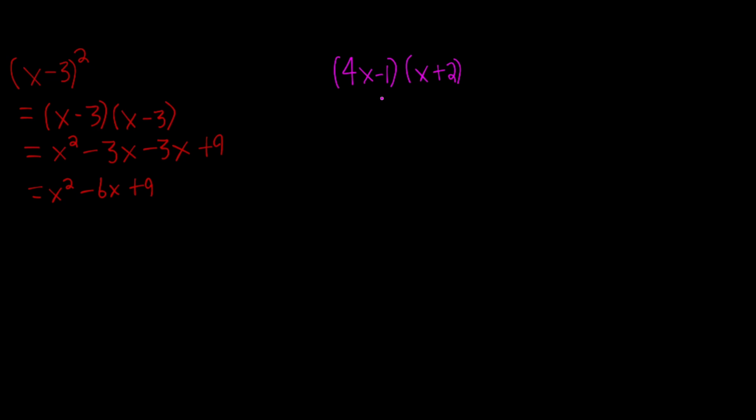And on the right, we have something very similar. It's already in a form that we can FOIL with, which is great. So that's going to give me 4x squared plus 8x minus x minus 2, or 4x squared plus 7x minus 2 as my final answer.